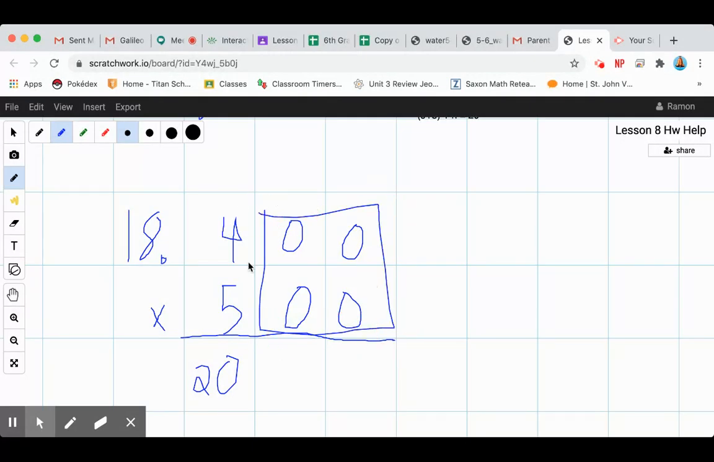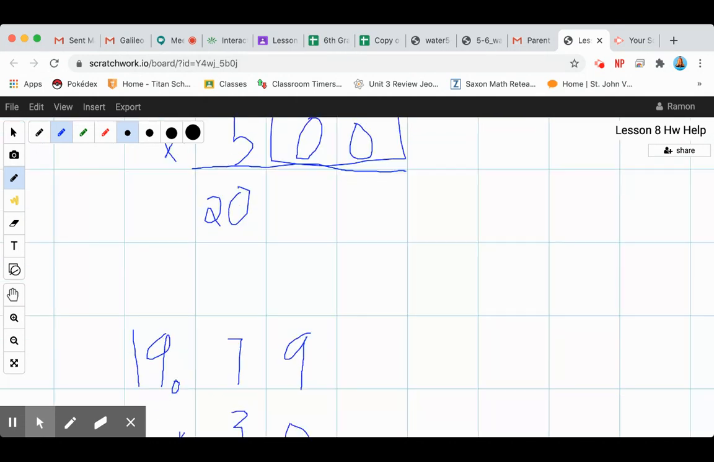And you can only do this when both numbers end in a zero, or if one number ends in a zero and the other one just has one single digit, you can also do that. But if this had been 55, for example, then you couldn't just do it from here. You'd have to set up your box and solve that way.